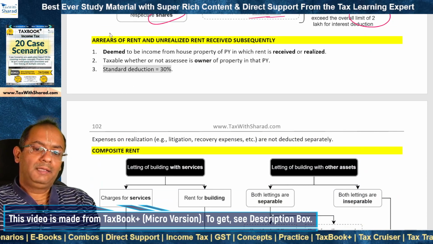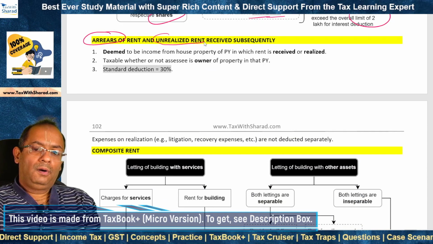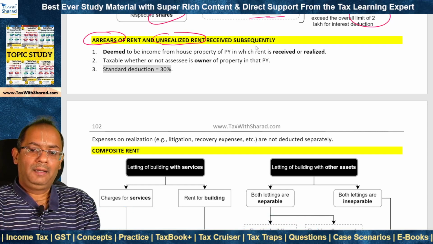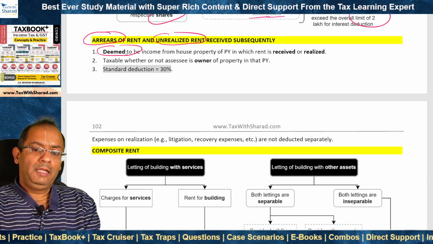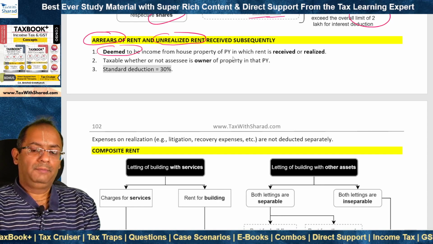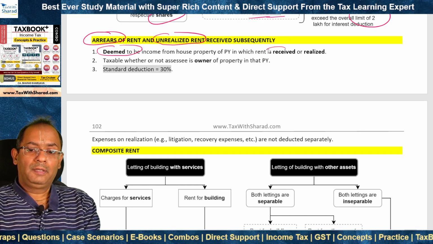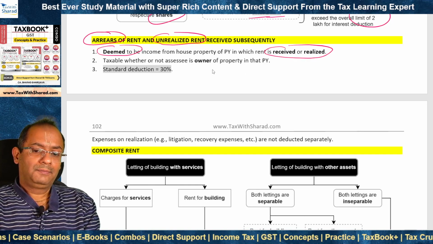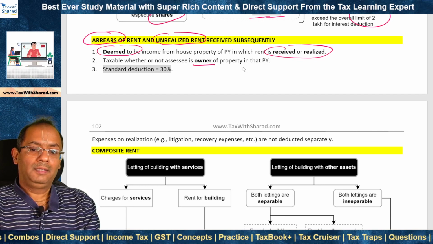The SSE may receive arrears of rent or may realize unrealized rent in a subsequent previous year. In that case, this is deemed to be income from house property and it is taxable. In which previous year? In the year in which rent is received or realized. What if the SSE is not the owner of the property in that year? It doesn't matter. It is taxable.